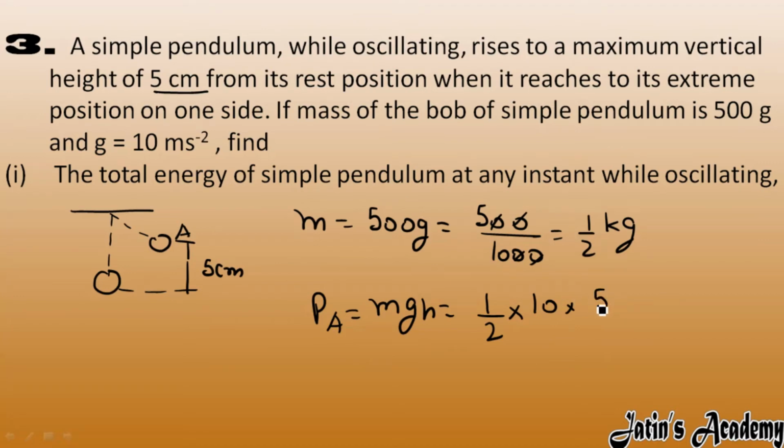Let's convert it into meter. So here we got that is 1 by 4 joule, and when you convert it into decimal, you will get it as 0.25 joule. It means that the total energy of the pendulum at any instant while oscillating is 0.25 joule.